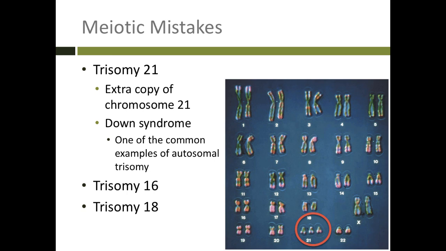Trisomy 16 and 18 are also not uncommon. In fact, trisomy 16 is the leading cause of miscarriage due to atypical autosome numbers. Trisomy 18 is the cause of Edwards syndrome and is invariably fatal. Only 1% of children with this syndrome make it to 10 years of age.